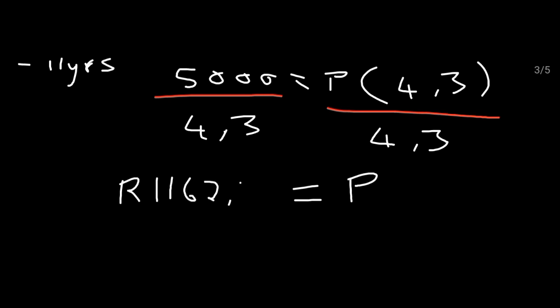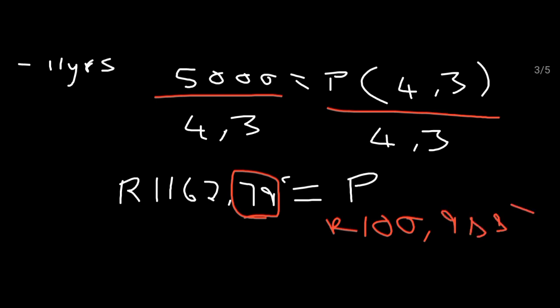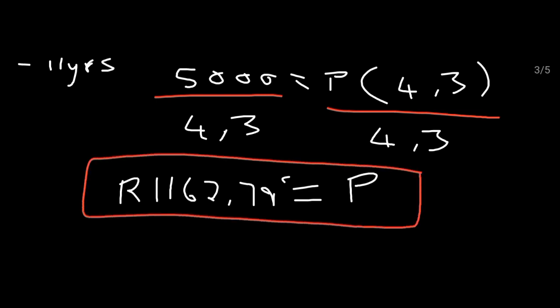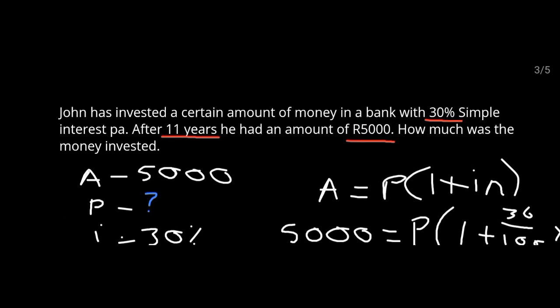1,162 rand 79 cents. Whenever you're dealing with this, at least try to round it off to 2 decimal places, because the cents have 2 values. Actually, you would never see something like 100 rand 988 cents. So round off to 2 decimal places, and this is your final answer. Your P, where the person invested, is 1,162 rand 79 cents, and after 11 years it becomes 5,000.